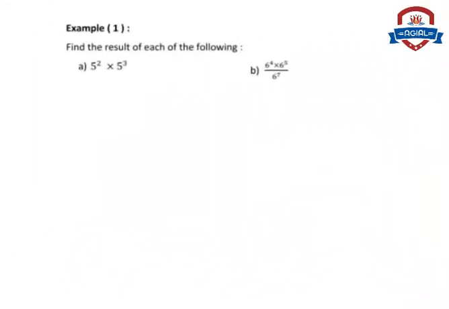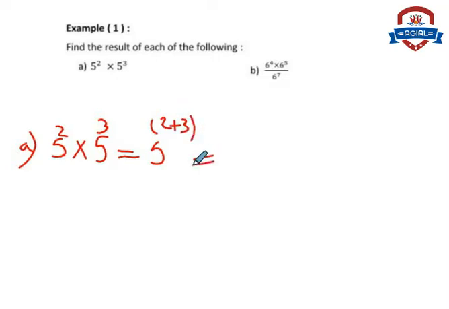Example number 1. Find the result of each of the following. Letter A, 5 to the power of 2 times 5 to the power of 3. Who can solve this question? Letter A, 5 to the power of 2 times 5 to the power of 3. Excellent. 5 to the power of 2 times 5 to the power of 3 equals 5 to the power of 2 plus 3, equals 5 to the power of 5.